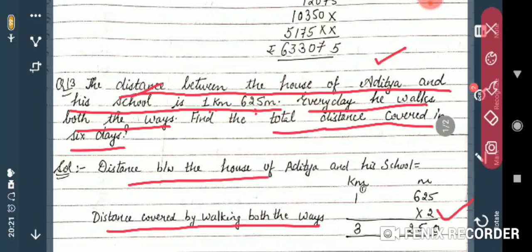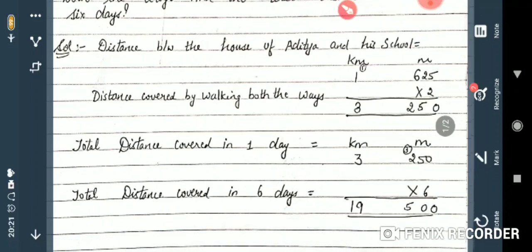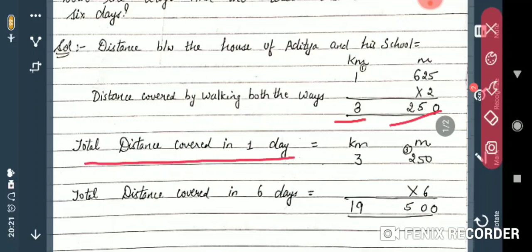So the distance covered by walking both the ways is 1 kilometer 625 meter multiplied by 2. So 2 fives are 10, 0 and 1 carry, 2 twos are 4 and 1, 5, 2 sixes are 12, 2 and 1 carry, 2 ones are 2 and 1, 3. So what is the distance traveled in a single day? 3 kilometer and 250 meter. Now the distance covered in one day is 3 kilometer and 250 meter. So what is the distance covered in 6 days?